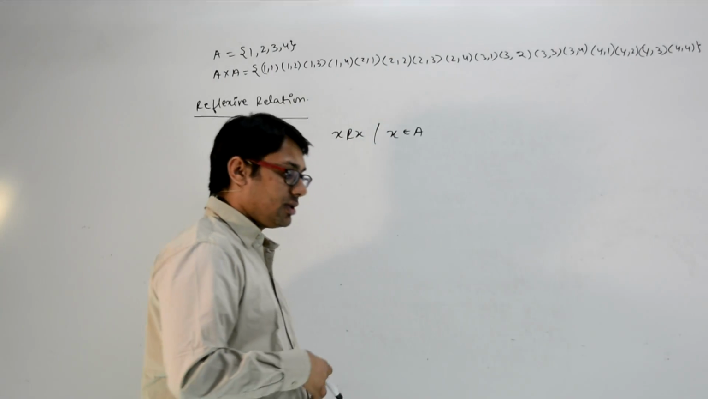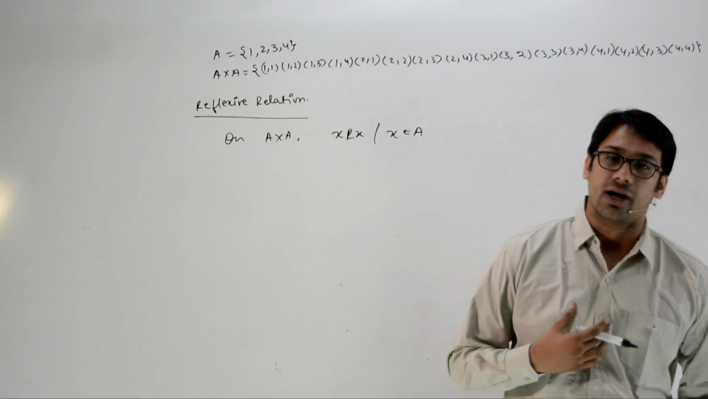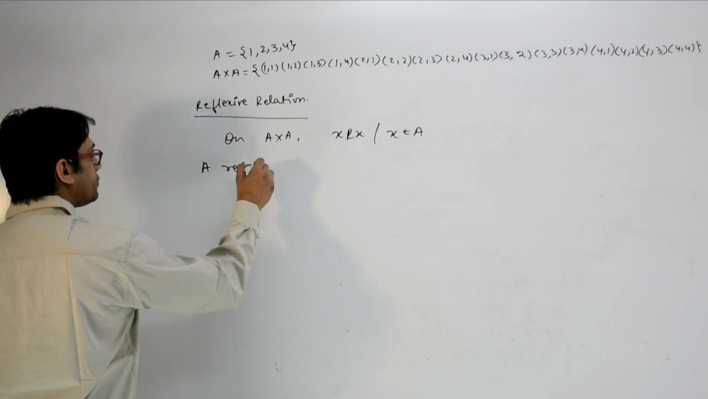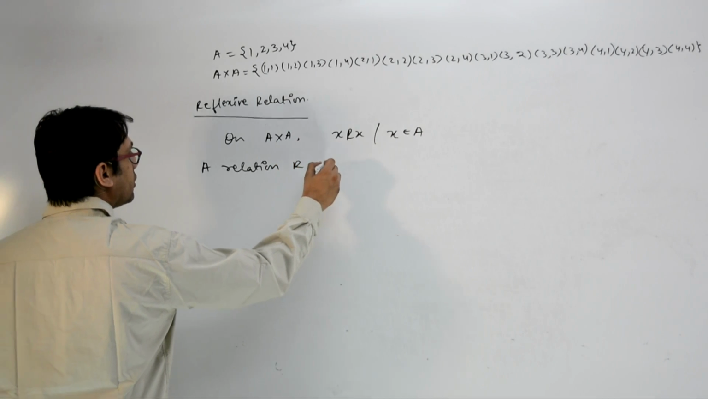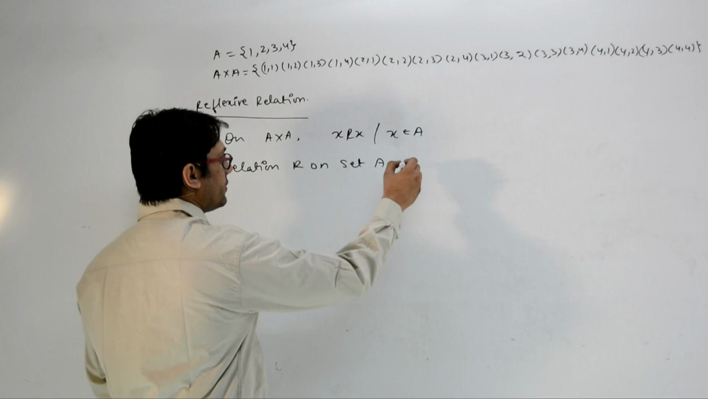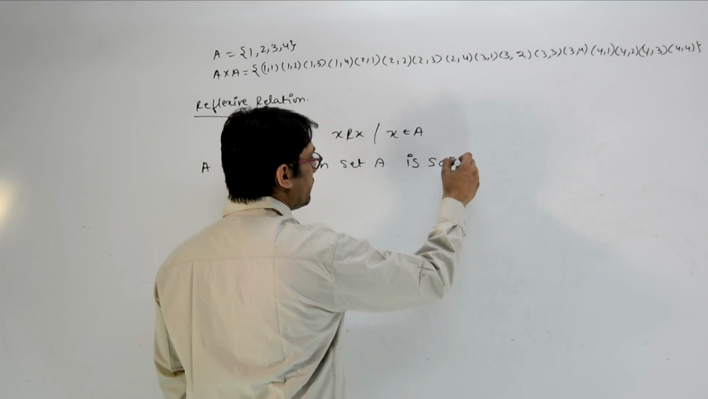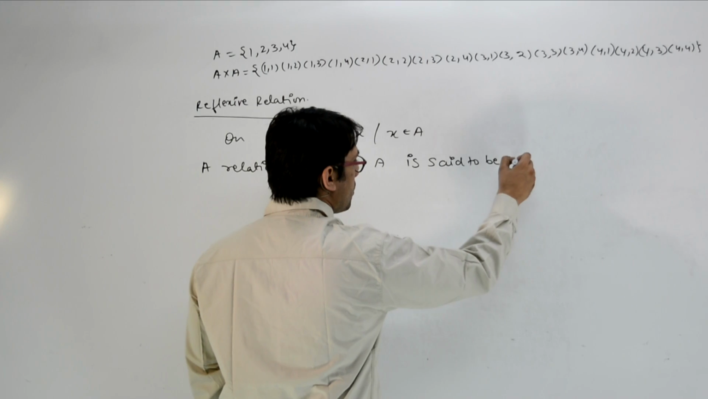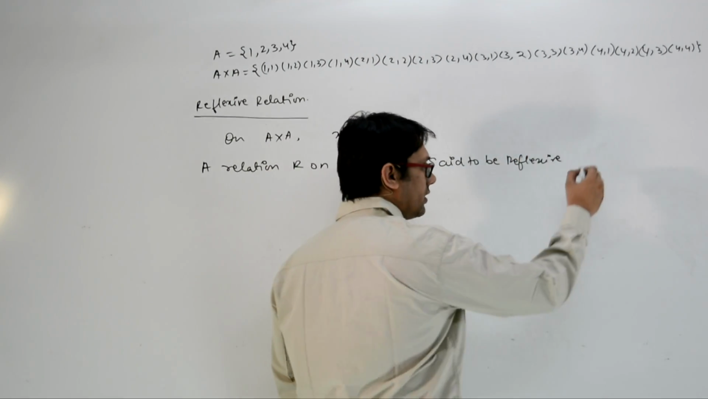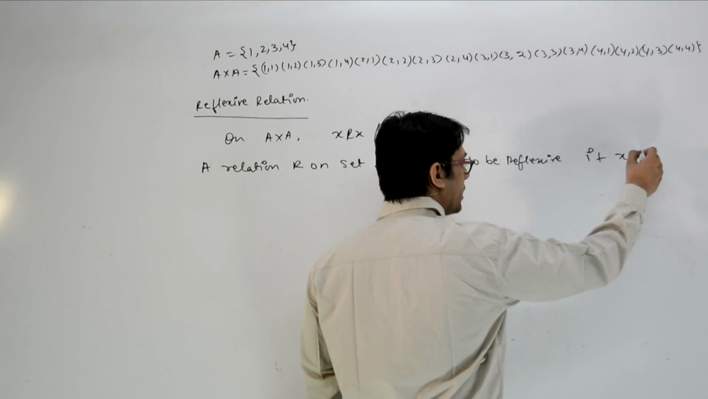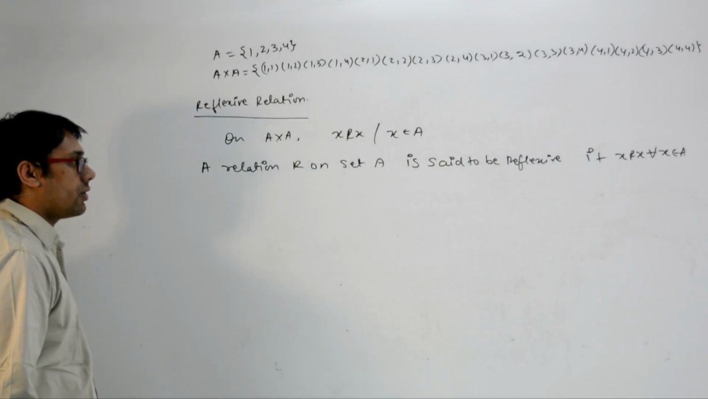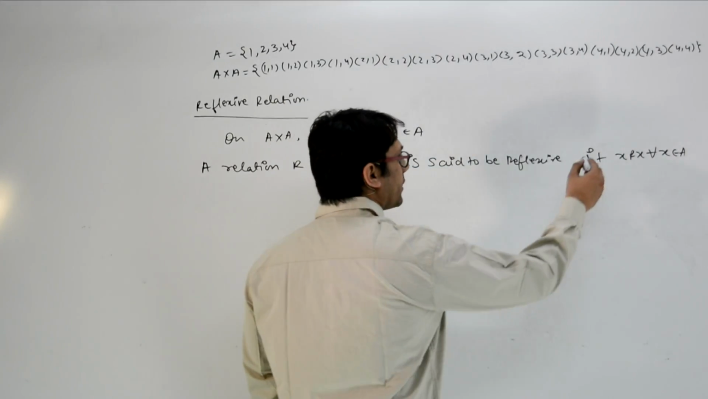Or in other words, I can also write it like this: a relation R on set A is said to be reflexive if x R x for all x belonging to the set A.